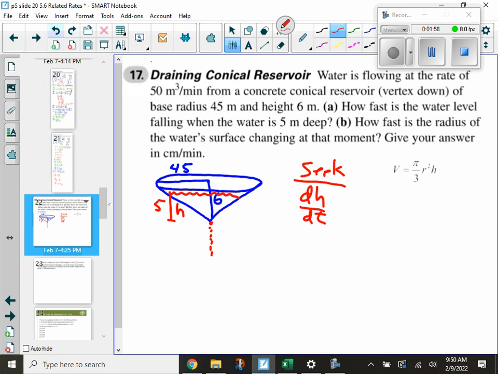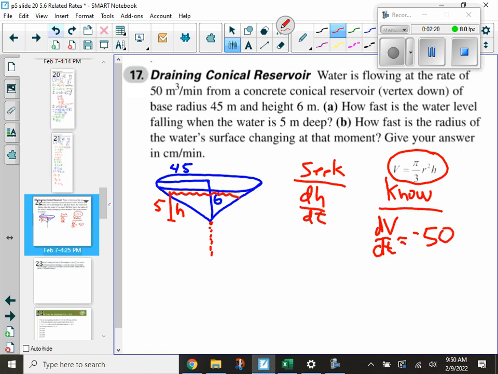And what do I know? You can see the formula for the volume of a cone right here. But what I know is that it's flowing at a rate of 50 cubic meters per minute. So I know the volume, dV/dt, is negative 50. It's negative because it's reducing. So how fast is the water level falling when the water is 5 feet deep? And then how fast is the radius of the water's surface changing at that moment?